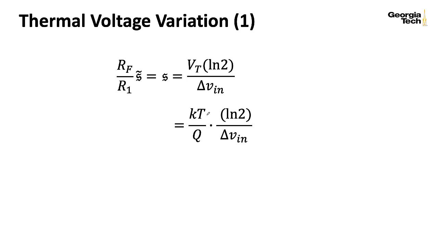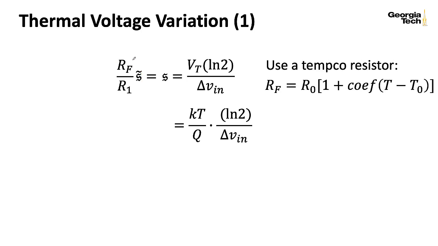Well, I have a thing on the right that's changing with temperature. Maybe what I should do is have something on the left that also changes with temperature, but changes the same way. So let's use something called a Tempco resistor, temperature coefficient resistor. So here, instead of using a regular resistor in the feedback path of the op-amp, we're going to use one of these Tempcos. Tempcos are defined in terms of some reference temperature.